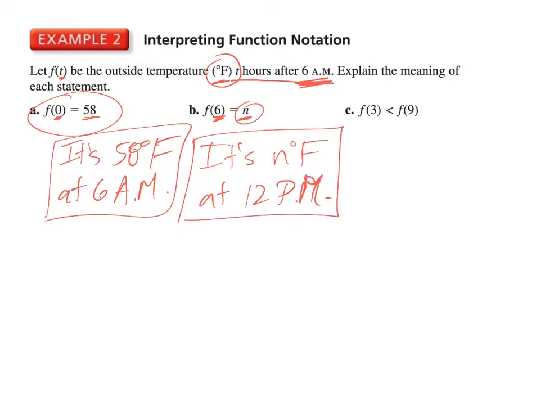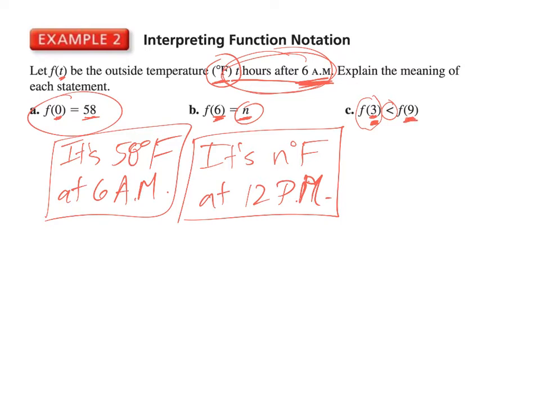Then we have f of 3 is less than f of 9. What does that mean? Well, this may be a little confusing at first, but this is supposed to give us a temperature 3 hours after 6 a.m. And this is supposed to give us a temperature 9 hours after 6 a.m. So for 3 hours after 6 a.m., whatever that temperature is, it's less than whatever the temperature is 9 hours after 6 a.m.